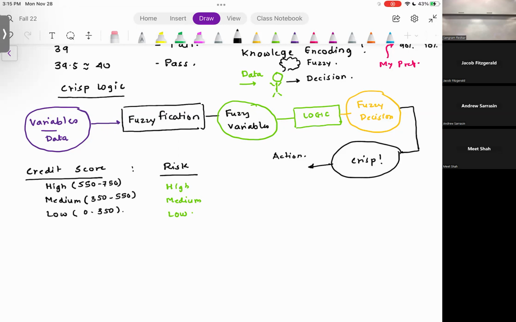Now, one classic way of doing this is I can have a one-to-one correspondence. So I would say if someone's credit score is high, basically the risk is low. If someone's credit score is medium, the risk is medium. If credit score is low, risk is high. But there are a couple of problems with this.